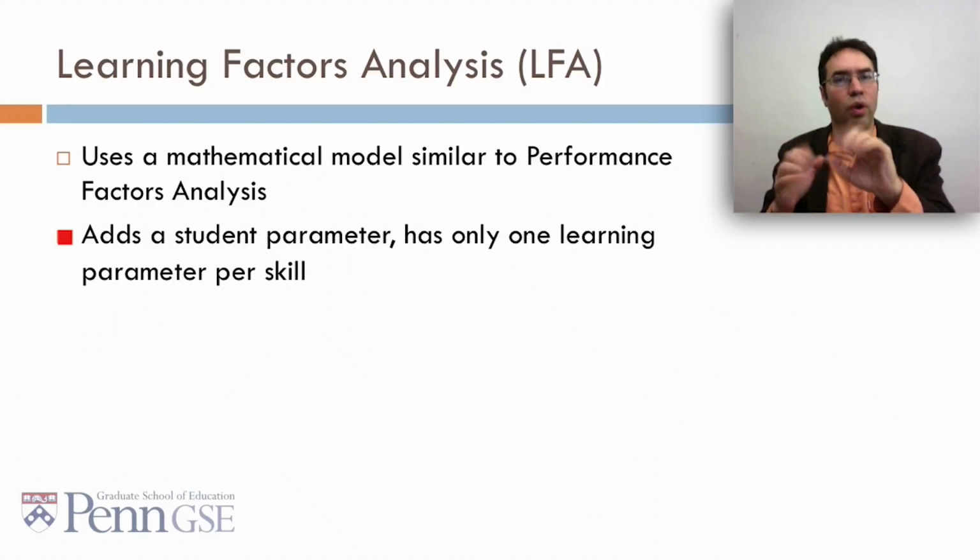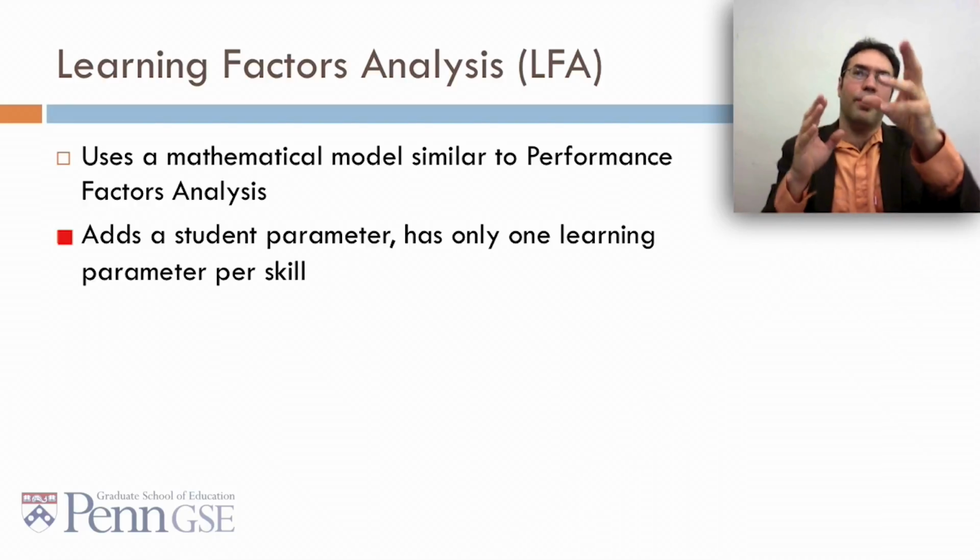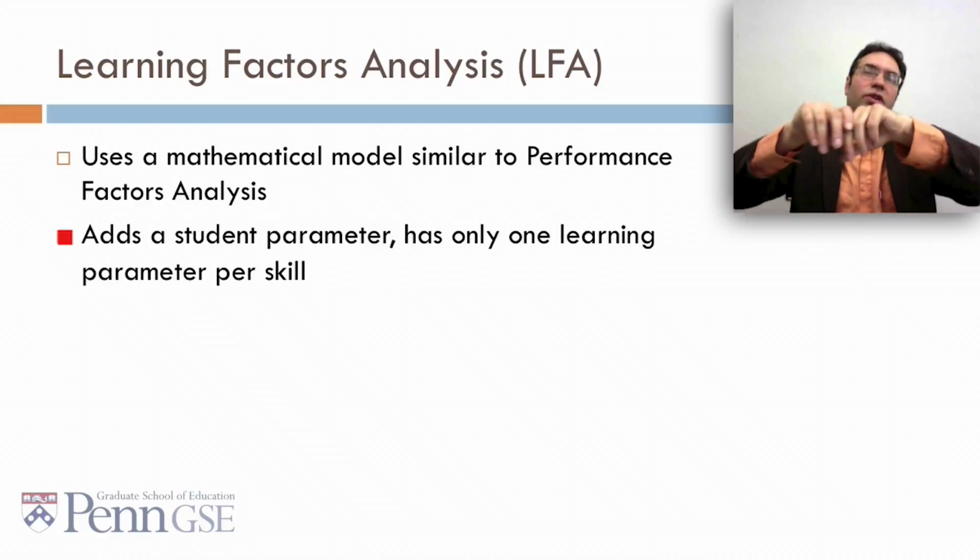It also has only one learning parameter per skill, as opposed to both a parameter for learning when you fail and a parameter for learning when you succeed.